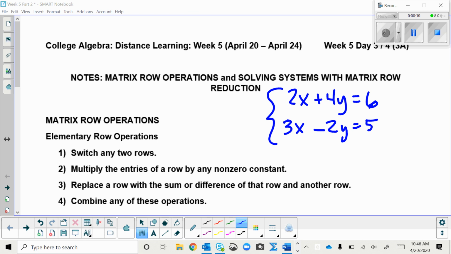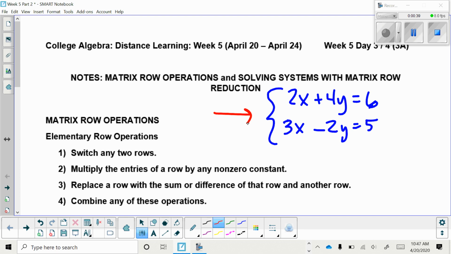To set the lesson up, let's just go back in history a little bit and look at how we would begin if we were using elimination to solve this example system right here. Okay, so nothing about matrices just yet. Just a little review of not so ancient history.